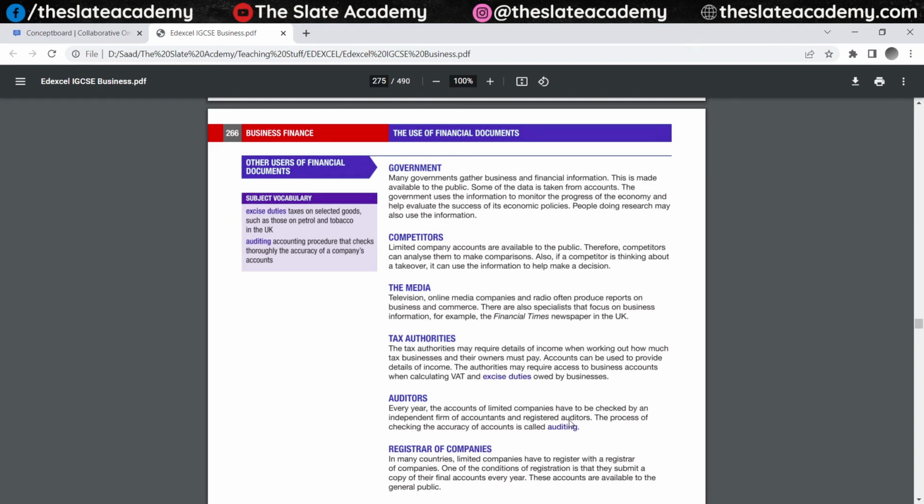Acha ji, competitors, can they make use of the financial statements of a business? So for example, you are the CEO of Coca-Cola, could you make use of the financial statements of Pepsi?